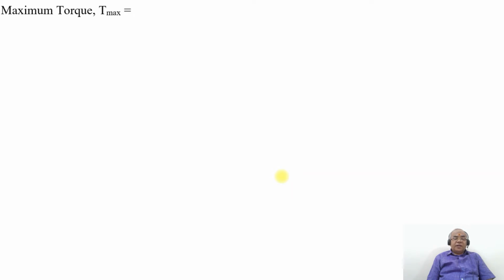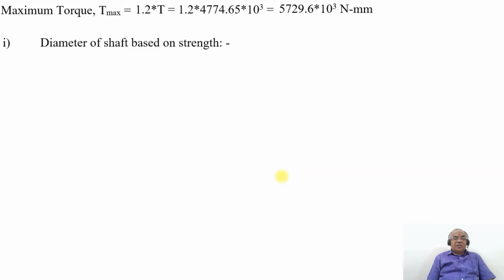So now, what is the maximum torque? The maximum torque is 1.2 times the T mean, which is 1.2 into 4774.65 into 10 to the power of 3. On simplification, you will get it as 5729.6 into 10 to the power of 3 Newton mm. Once you get this value, then we want to go for the diameter of the shaft based on the strength.